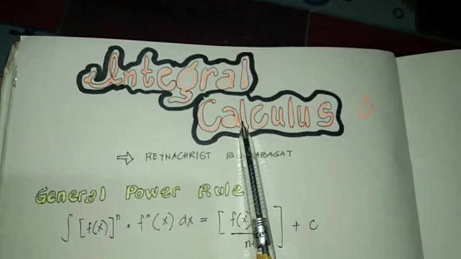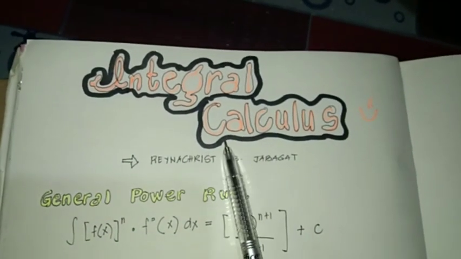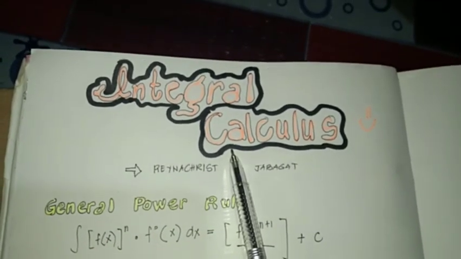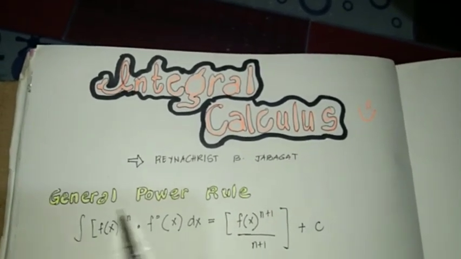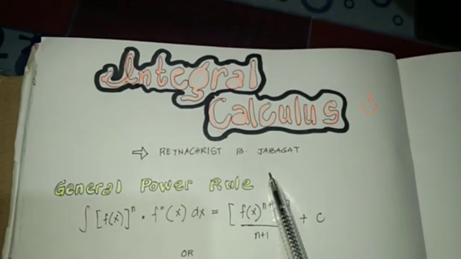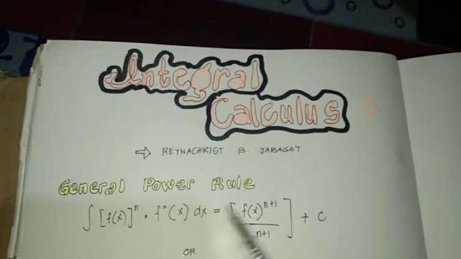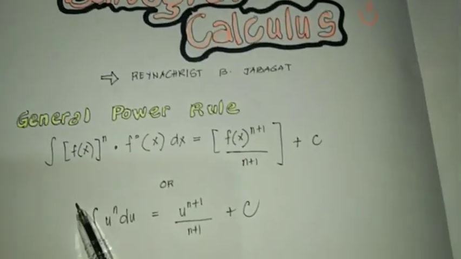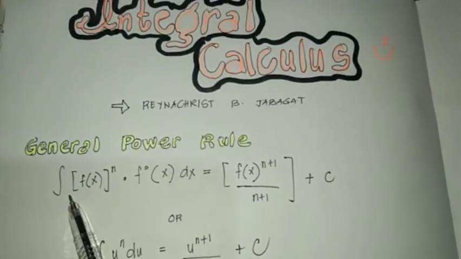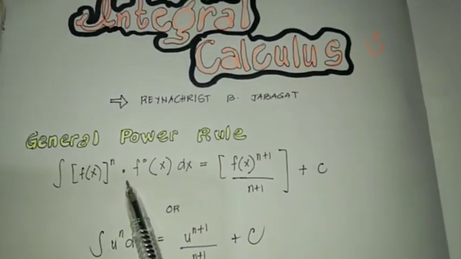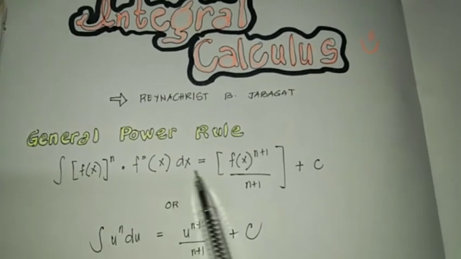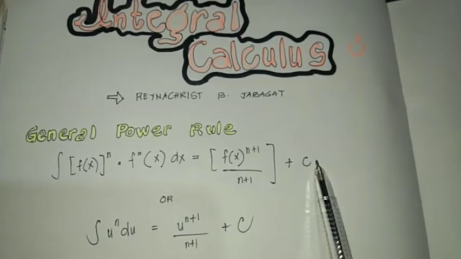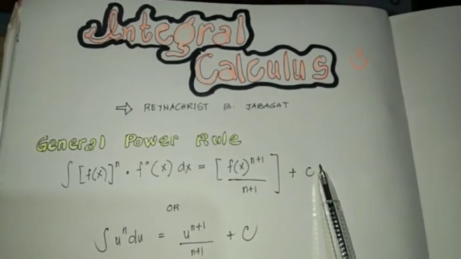There are two types of integral calculus: the indefinite integral and the definite integral. The indefinite integral follows one of the rules, the general power rule, which we need to discuss this time. Its formula is the integral of f of x to the power of n times f prime of x dx is equal to f of x to the power of n plus 1 over n plus 1 plus c, wherein c is a constant.